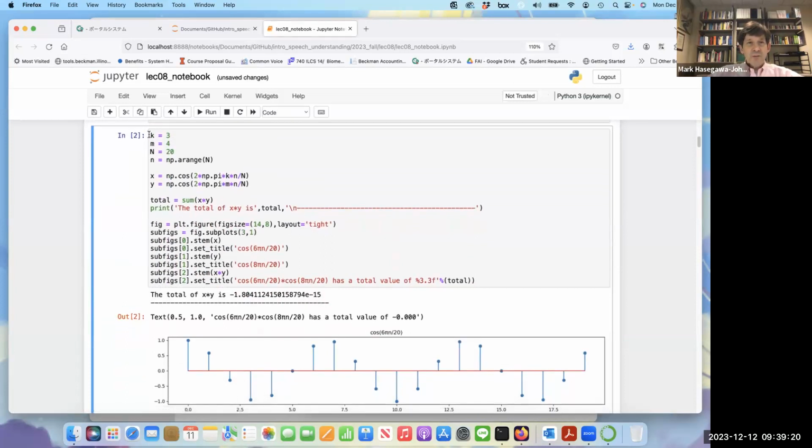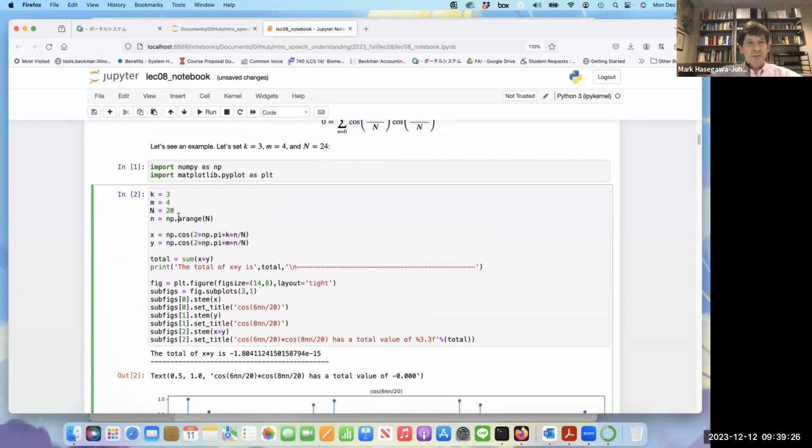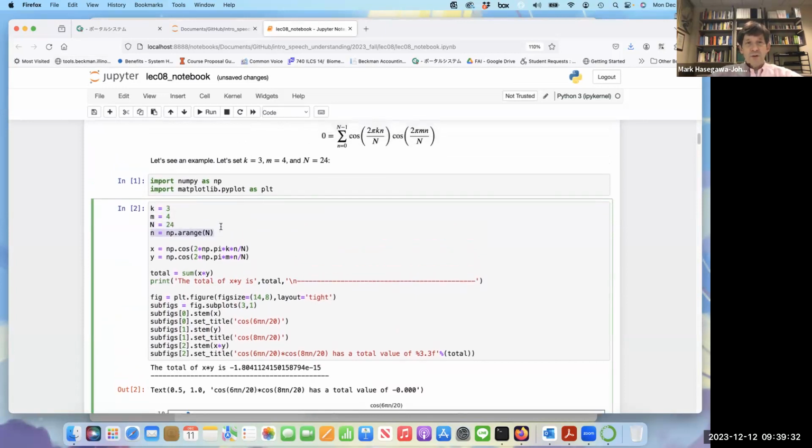So here's k equals 3, m equals 4, capital N equals 20. Oh, let's make it 24. And then I will do a range from 0 to 23. And then I'll create the x signal. Notice that x is 2 times pi times k times n over capital N. y is 2 times pi times m times n over capital N.